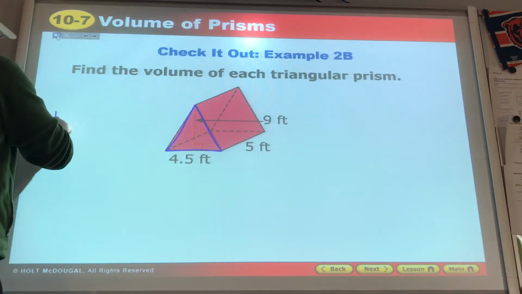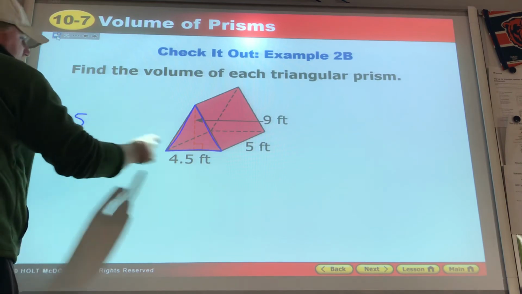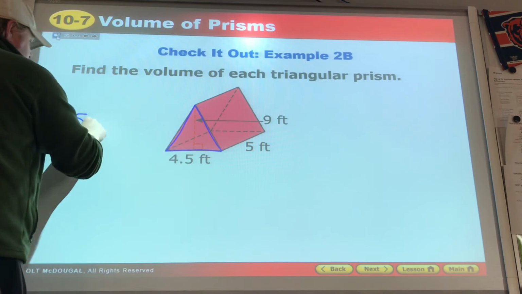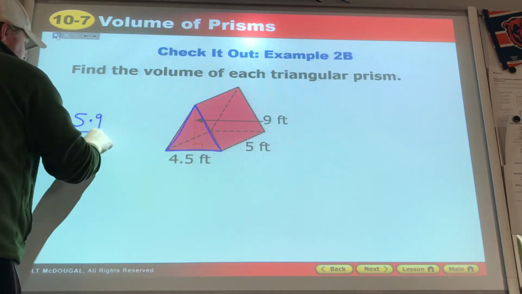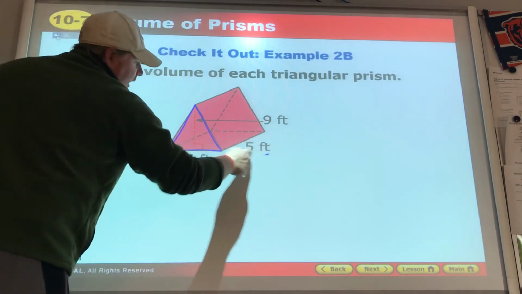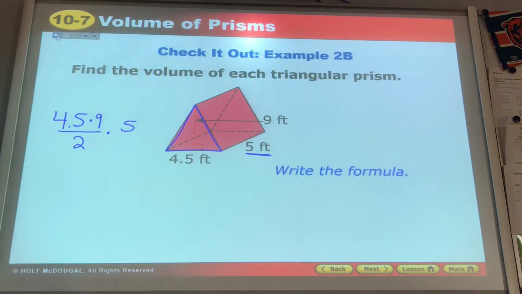All right, so we get 4.5. That's the base of the triangle, times the height of the triangle, 9, divide by 2, and times 5, because 5 is the height. Let's see if we have the same thing.